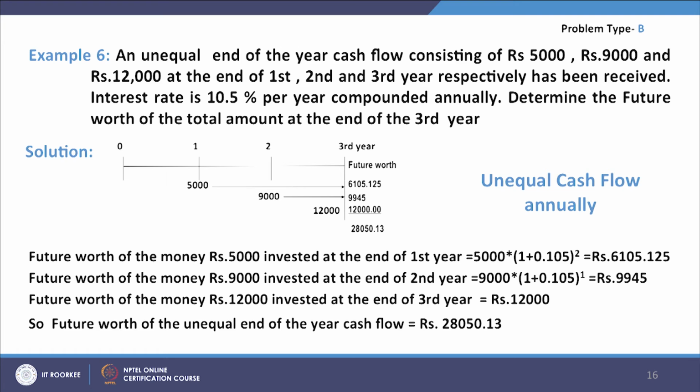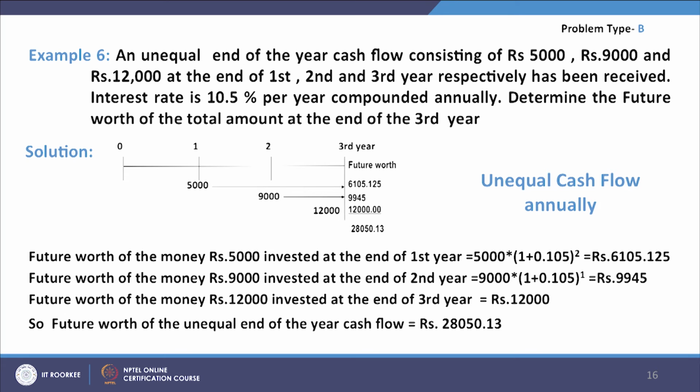like this. Future worth of money of 5,000 invested at the end of first year is 5,000 into 1 plus 0.105 to the power 2, because this will earn interest for the second year and the third year. So, 2 years it will earn interest, it will not earn interest for this period of time. So, it earns interest for this period of time, which is 2 years. So, 1 plus 0.105, which is basically the interest rate. So, this comes out to be 6105.125.